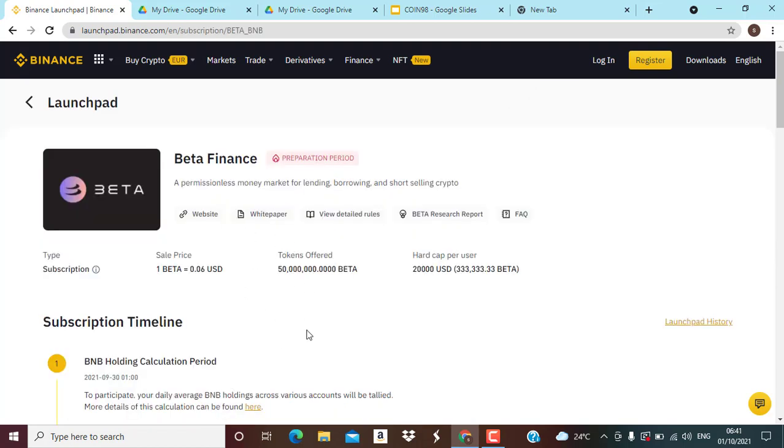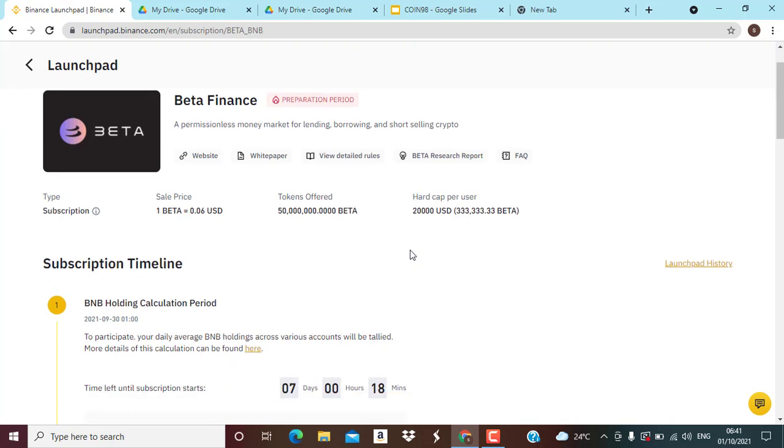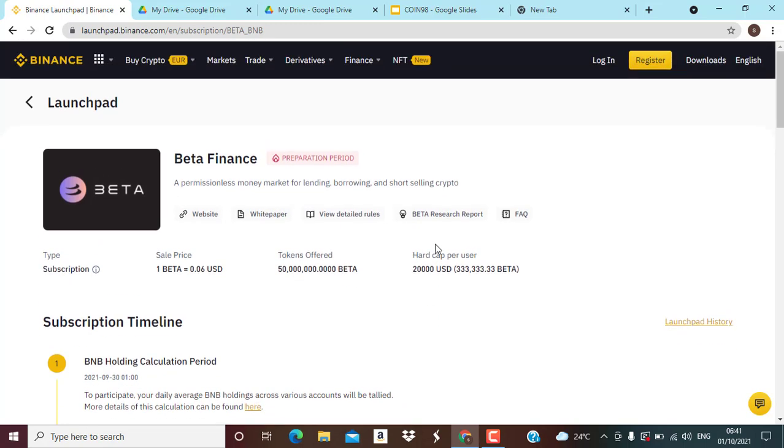So if I view details, this will come up, and the first thing you have to do after you are a registered Binance user is verify your account. After the verification, you must hold BNB. That's the first thing. The first stage in the Binance Launchpad process is the preparation period. This preparation period helps you hold BNB. This is where users have to hold BNB.